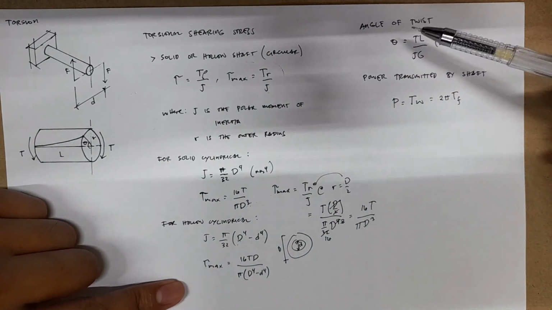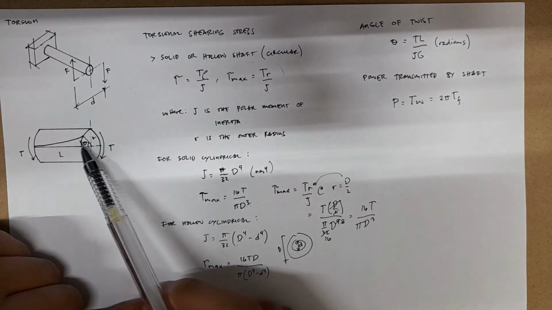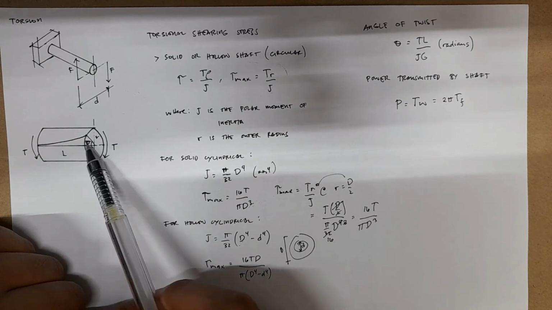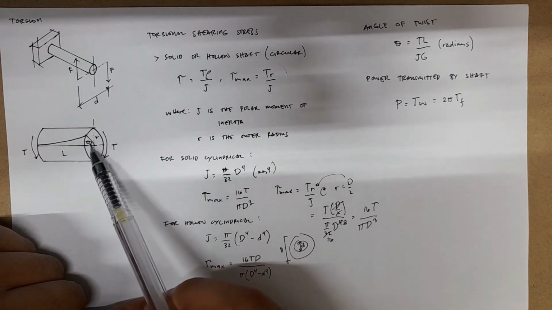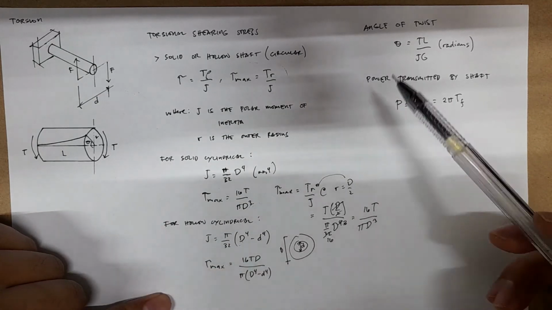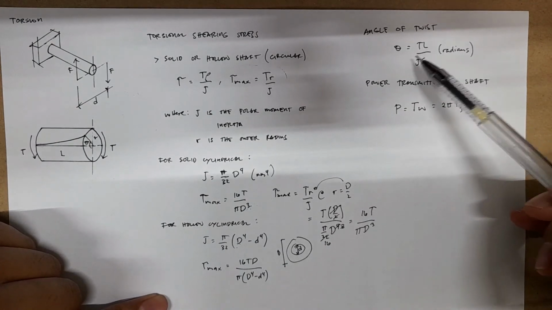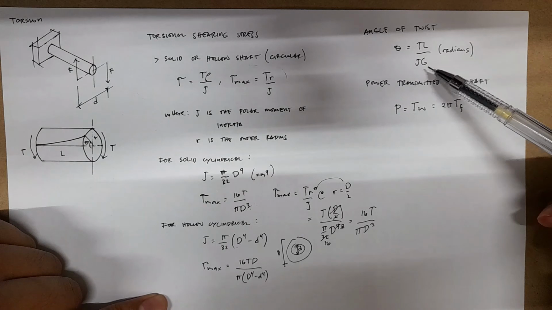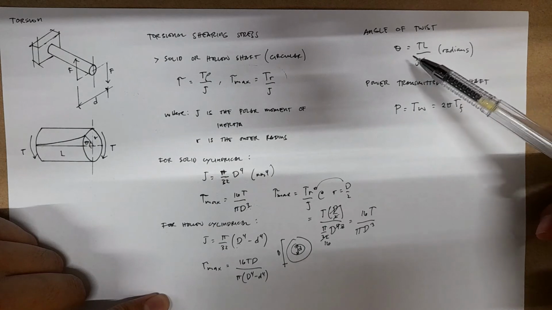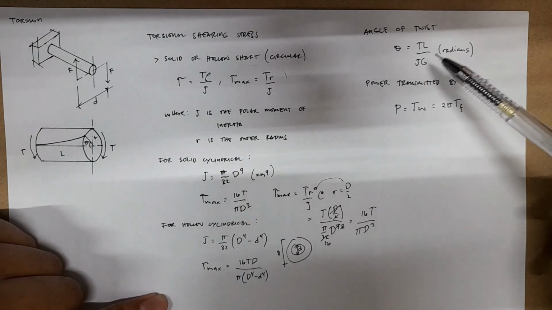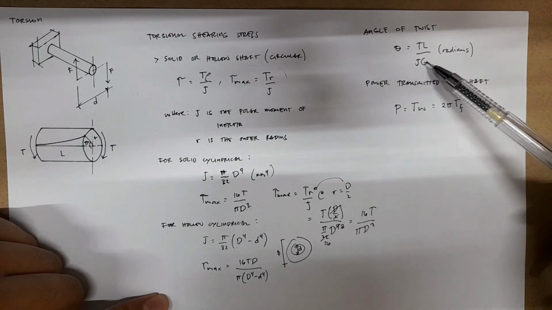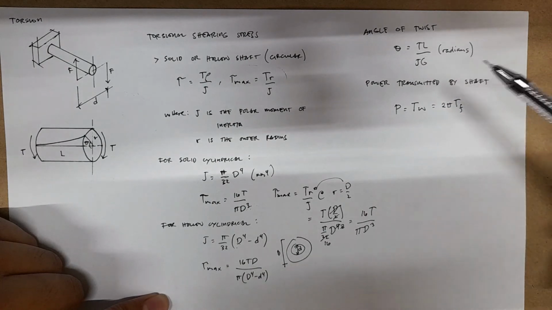For angle of twist, you can observe in this drawing that if there's an introduction or action of torque, this line L will be twisted, and it will create this angle, which we call the angle of twist. It's represented by torque times L divided by JG. We're familiar with these letters: this is the torque, this is the length L presented in this drawing, J is the polar moment of inertia, and G is the modulus of rigidity, or the modulus of elasticity in shear.